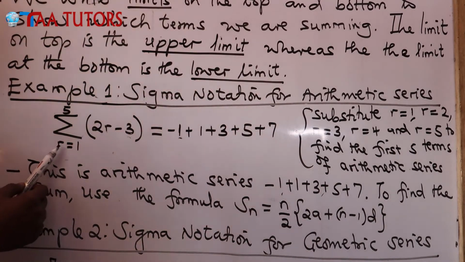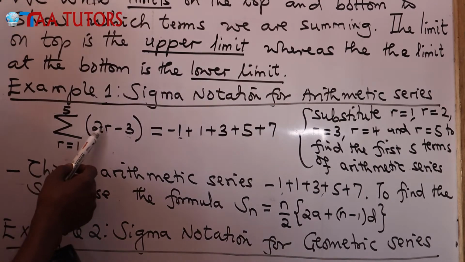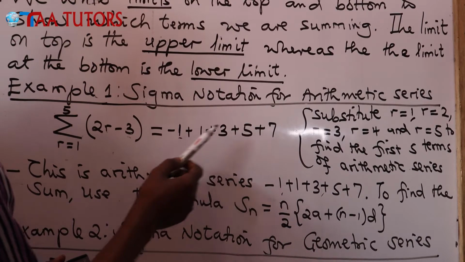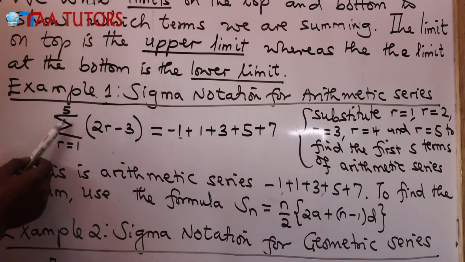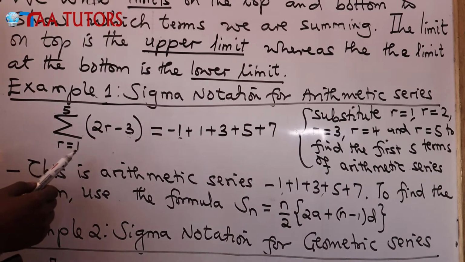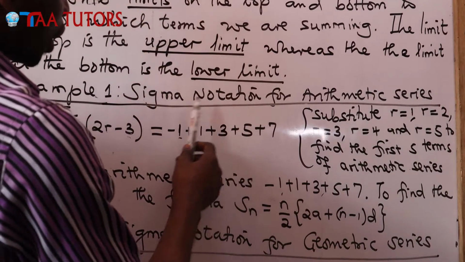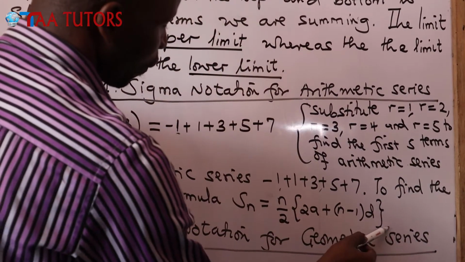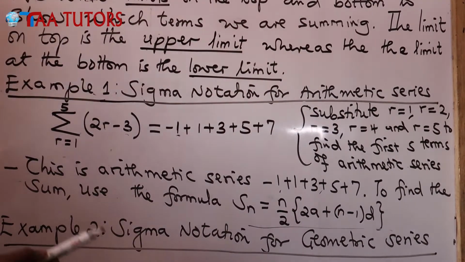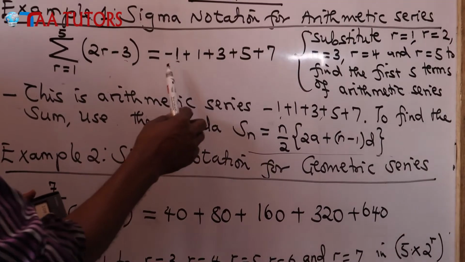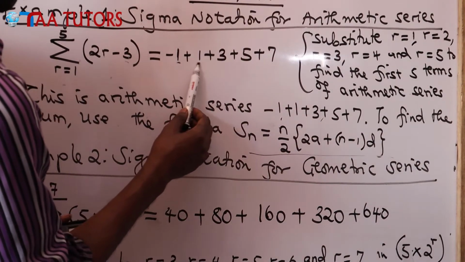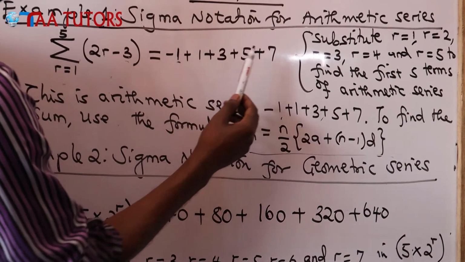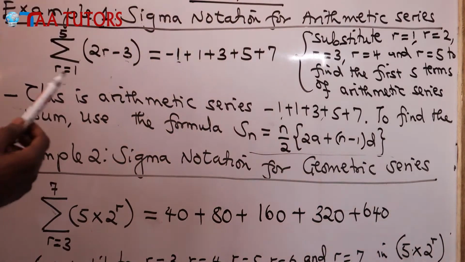If r equals 4, I will have 4 times 2 is 8, minus 3 is 5. R equals 5, which is the last one, will be 2 times 5, which is 10, minus 3 is 7. After you do this, you can use the formula for the sum of n terms of an arithmetic series to calculate the sum of these terms, because now you can see the common difference is 2, 2, 2, 2 in each case. It's a very simple thing.